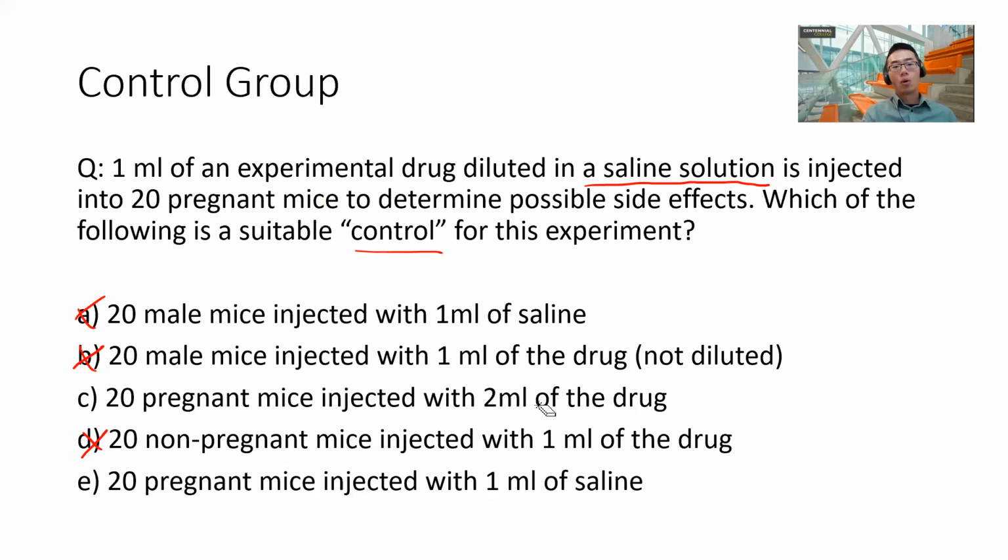Okay, so 20 pregnant mice injected with 2 ml of drug, 20 pregnant mice injected with 1 ml of saline. So the control group versus the experimental group. The experimental group is the one receiving the drug. The control group should not be receiving the drug, so this is not the answer, and they should only be receiving the saline, because the saline is the thing that the drug is diluted in, right?